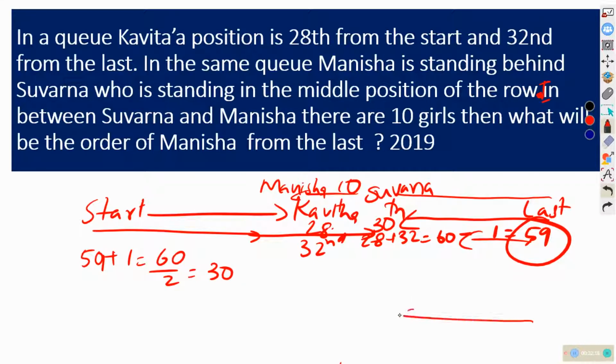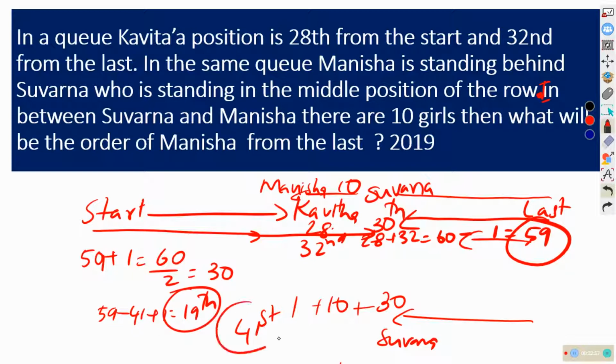Up to Suvarna, it is the middle, 30. Then up to Manisha 10, plus Manisha, 41. 41st position if I count from the last. Correct? And from the beginning, the total is 59. So naturally, 59 minus 41 plus 1. That's our technique. So it will be the 19th position from the start, and 41st position from the last.